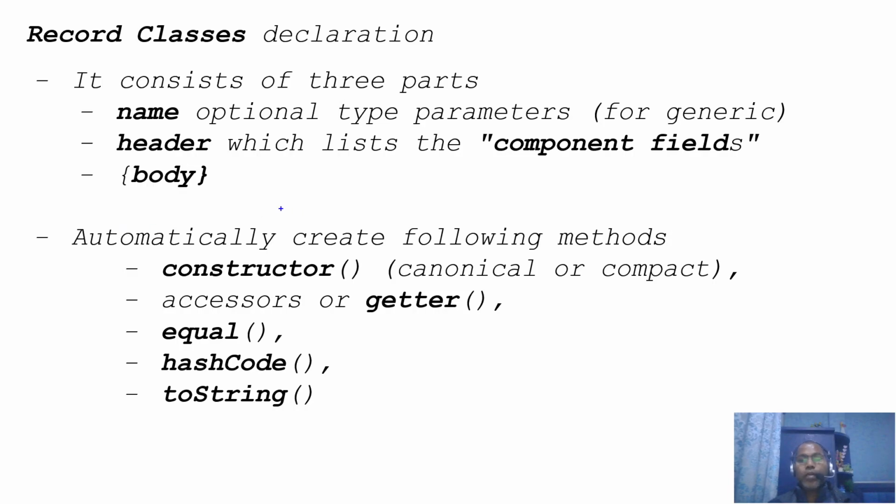So these are the things you have to consider while writing record classes. You must mention the name in the list of fields and your body part. You automatically get the constructor, the getter, the equals method, the hashCode method, and the toString method. And if you need an additional constructor or some validation, then you can write your own canonical or compact constructor.